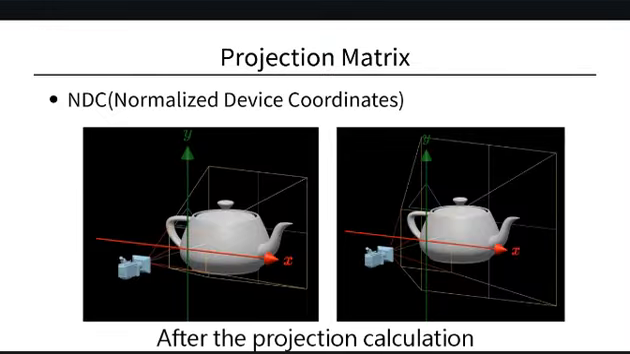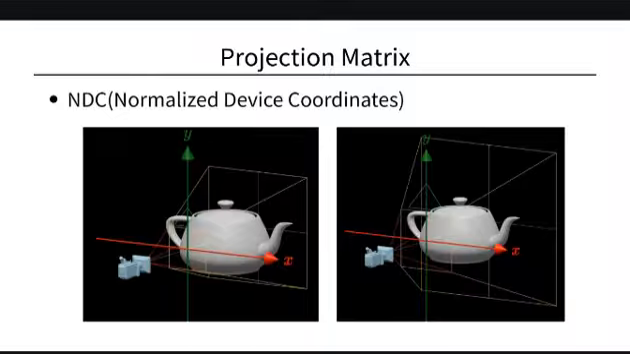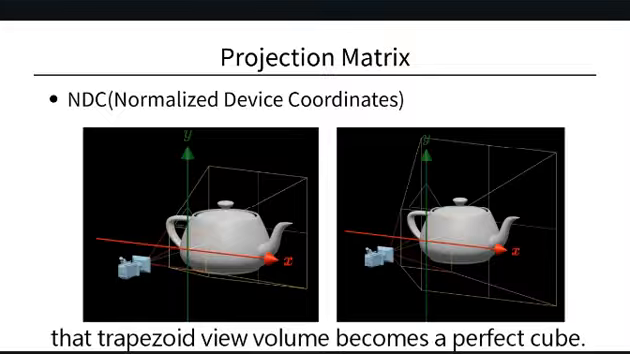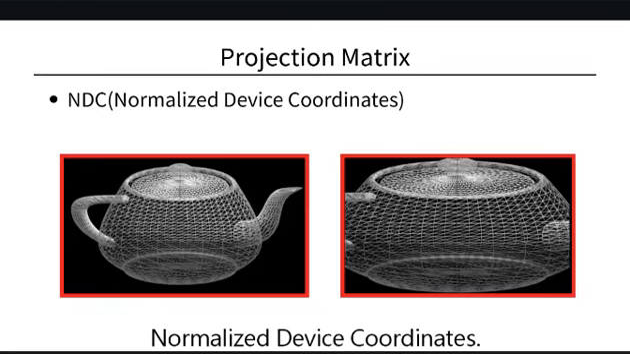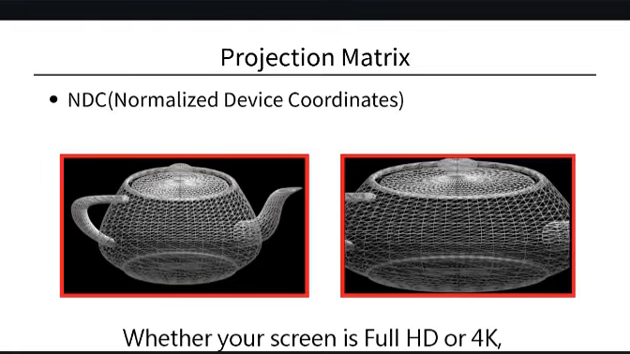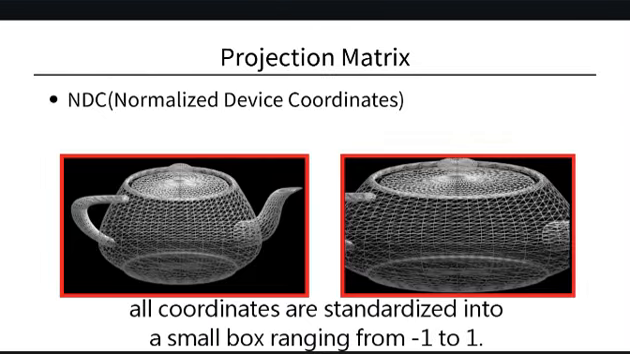After the projection calculation, we don't just get a flat image, we get a warped space. Look at the image. After the projection transformation, that trapezoid view volume becomes a perfect cube. This leads to the concept of NDC, normalized device coordinates. Whether your screen is Full HD or 4K, deep inside the GPU, all coordinates are standardized into a small box ranging from -1 to 1.